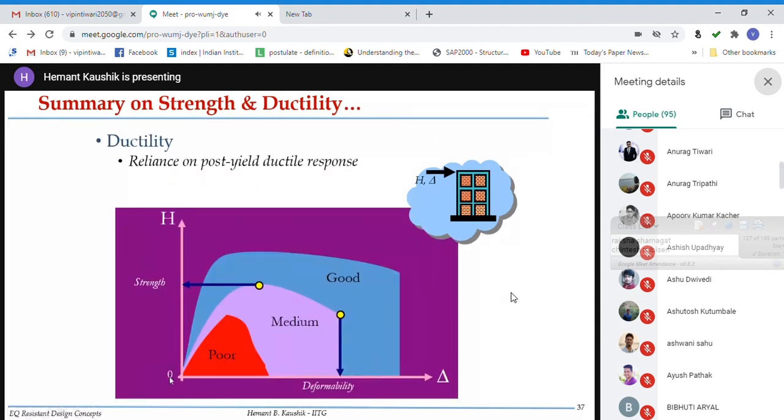So like I said, this is a poor structure, this is a medium structure, and this is a good structure. So we have to actually design these structures if you actually want to control the damage. Otherwise, we cannot control damage using these types of structures. So that is why we say that we have to rely on the post-yield ductile response. Right? Only then we will be able to achieve the objectives of seismic design philosophy.